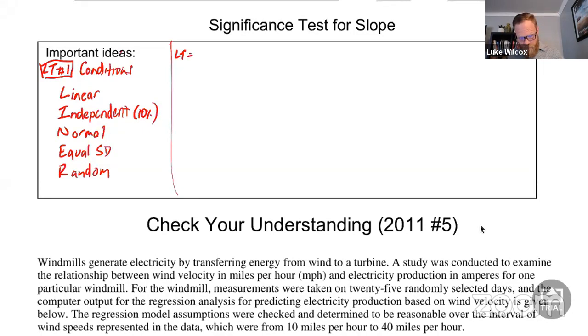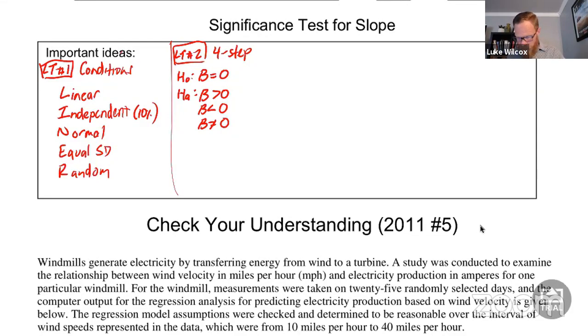Learning target number 2 was to be able to do the significance test as a full 4-step. I'm just going to highlight a couple of parts of this. Okay, first of all, the null hypothesis is going to say there's no linear relationship, beta equals 0. Now the alternative hypothesis could be one-sided or two-sided depending on the wording of the question. So it might be beta is greater than 0. It might be beta is less than 0. It might be beta does not equal 0. You got to look at the wording of the question for that one.